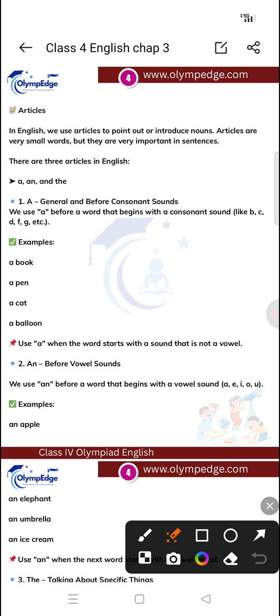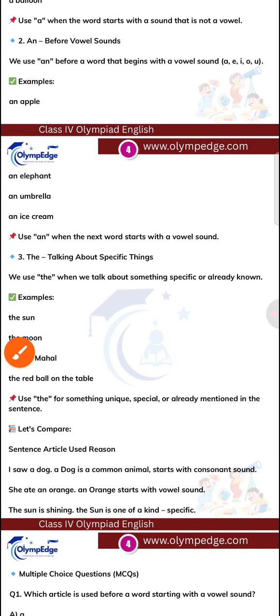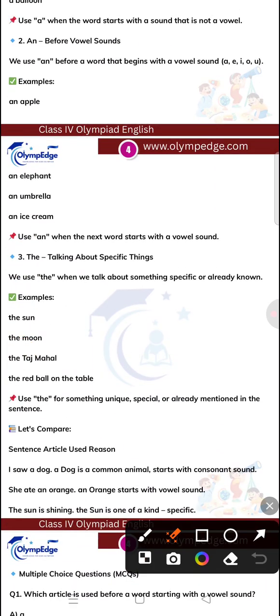Now we will be learning about the article an. An is the article that we use before vowel sounds. Use an before a word that begins with a vowel sound like A, E, I, O, and U. Here we have an example. Apple, right? Apple is starting with the vowel A. So we write an apple. An apple means one apple. Then we have elephant. Elephant is again starting with a vowel, which is E. So we will say an elephant. Then again we have an umbrella. Umbrella is starting with U.